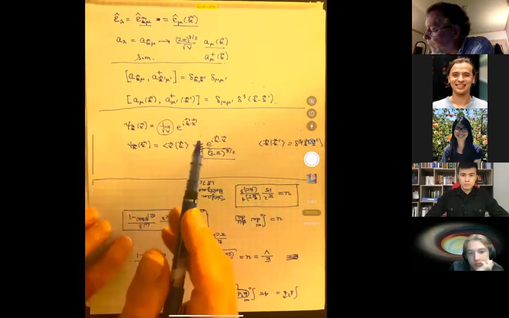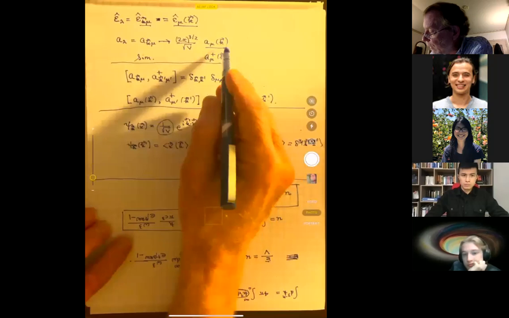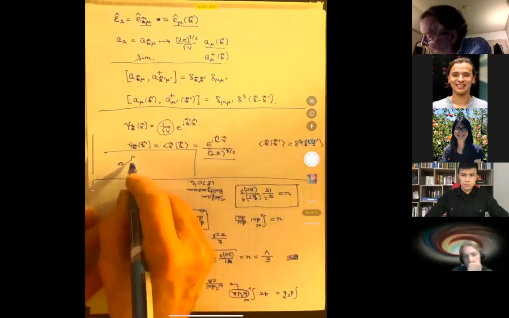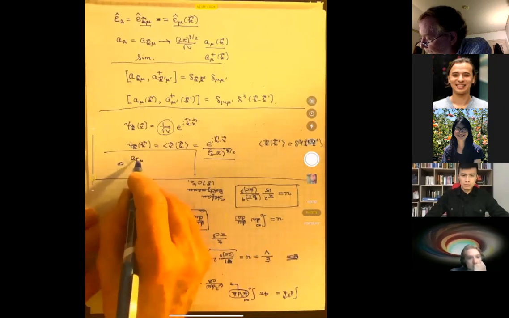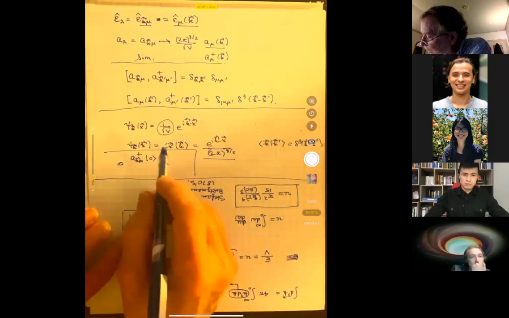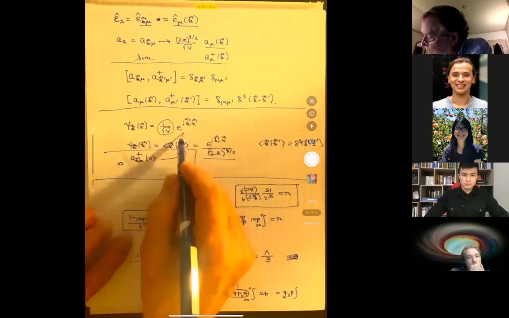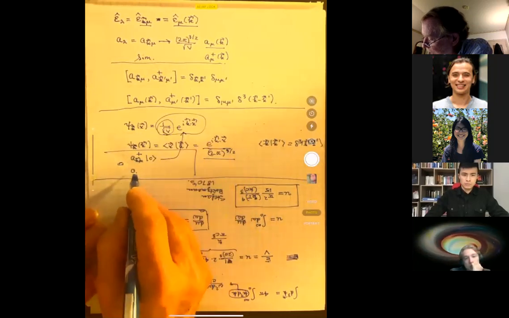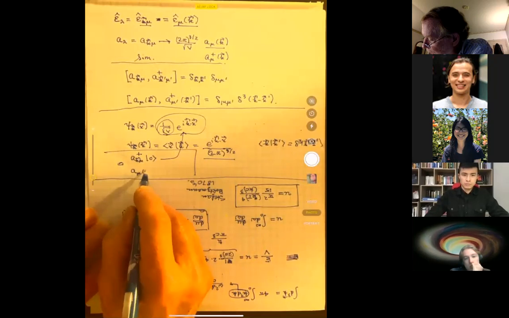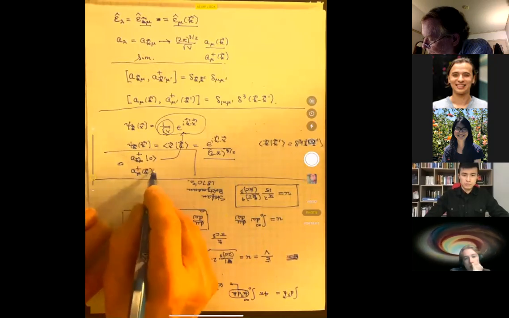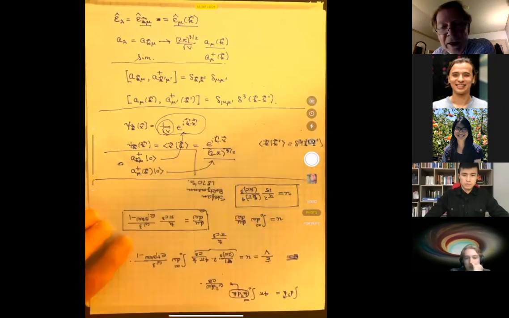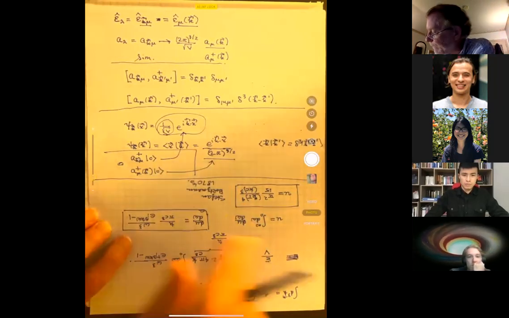So the action of these A mu of K's, this is the idea, is that A mu of K dagger acting on the vacuum is like this normalizable particle-in-a-box wave function, whereas A sub mu of K dagger acting on the vacuum is like one of these plane waves that fills up all of space.